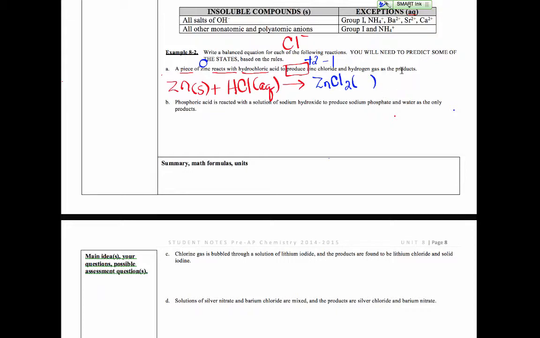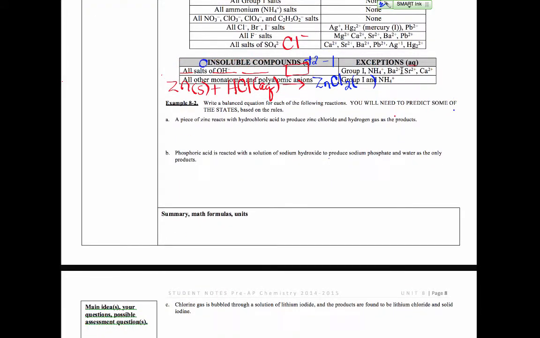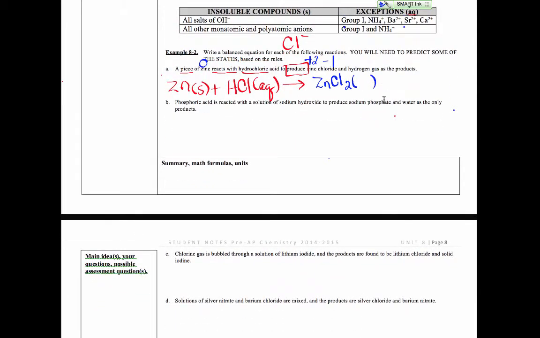Now we're going to need to put a state symbol there. And so let's take a look. If we go up to our solubility rules, you notice it says that all chloride salts are soluble except for silver, mercury(I), it's a weird one, and lead(II). So since zinc is not one of the exceptions, it's part of the solubility rule that says all chlorides are soluble. I'm going to put an (aq) there. It's going to dissolve in the water. And then hydrogen gas. Don't forget your diatomics. And you should know hydrogen's a gas. We shouldn't have to tell you that one.